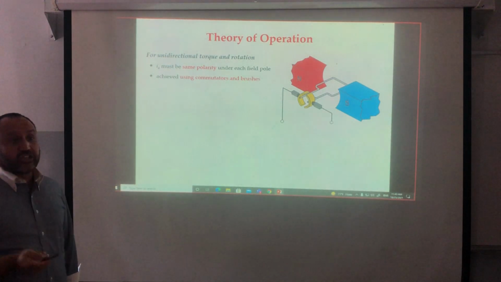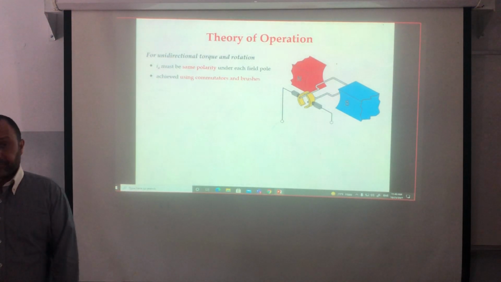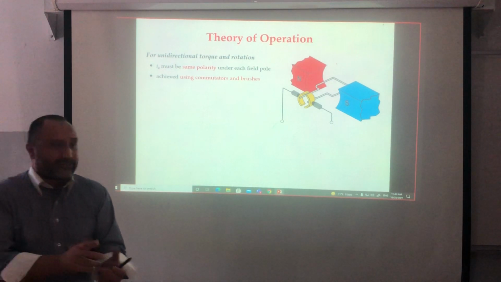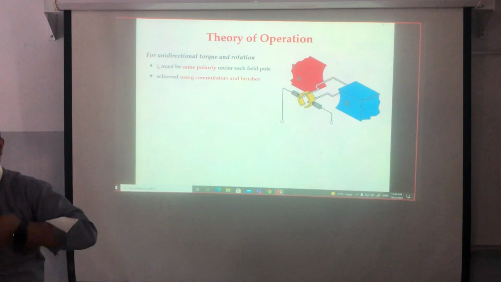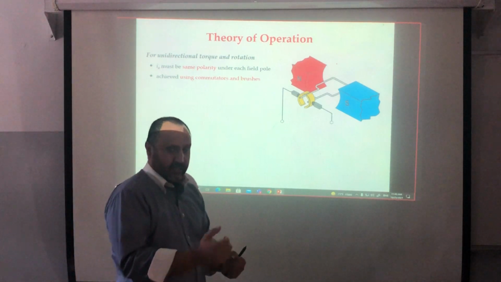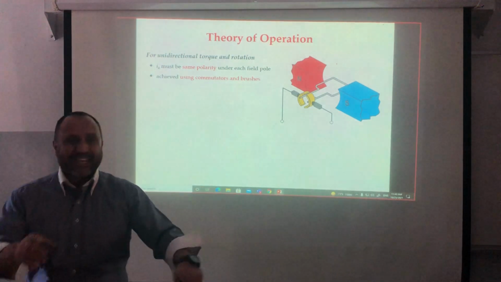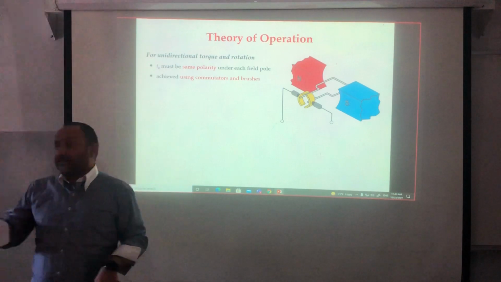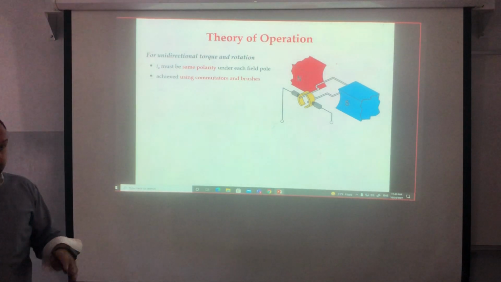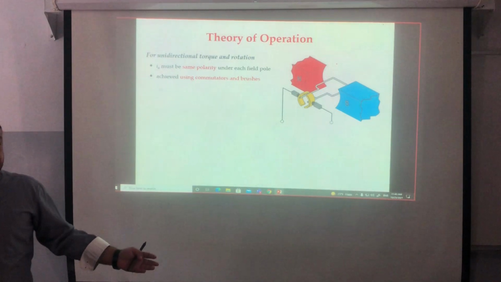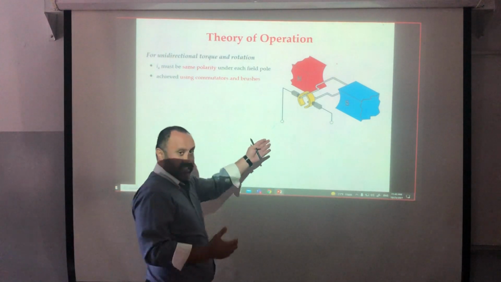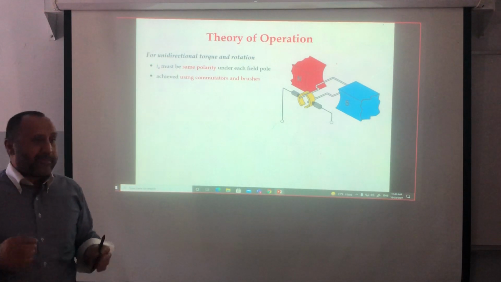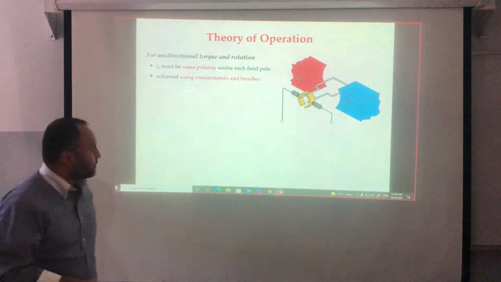What's the function of the commutator and the brushes here? This is the first one, to provide a mechanism for rotation. If I have a solid connection, the rotor will never rotate. The second thing: mechanical rectifier. All the induced voltages are alternating by nature, so simply this is a DC. So the commutator with the brushes will act as a mechanical rectifier.